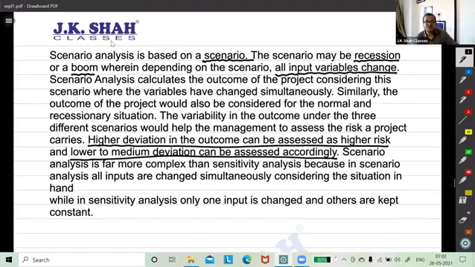So scenario analysis is far more complex than sensitivity analysis, because in scenario analysis, all inputs are changed simultaneously, while in sensitivity analysis, it's only one input that is changed and others are kept constant. So we have given the heading scenario analysis. Okay, this is from the notes or a part of notes. If you want to write, you can write. Else you can just say refer notes. You have an option.